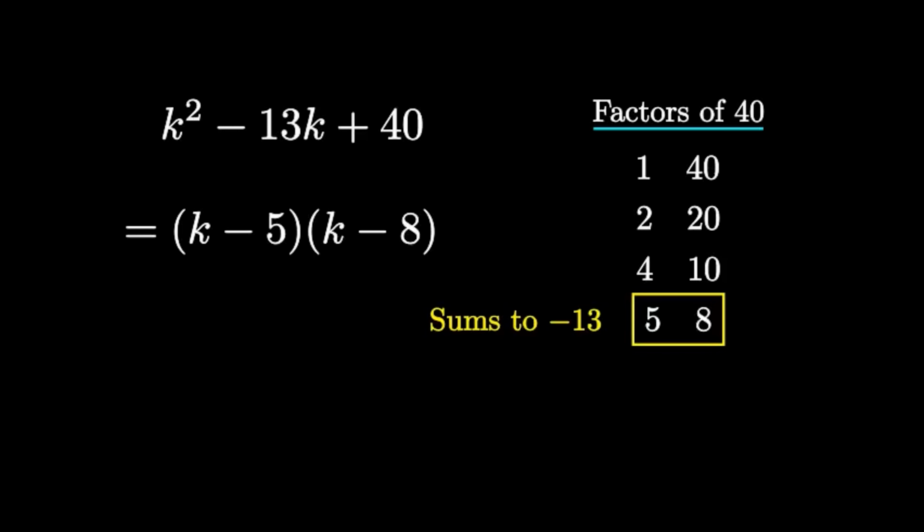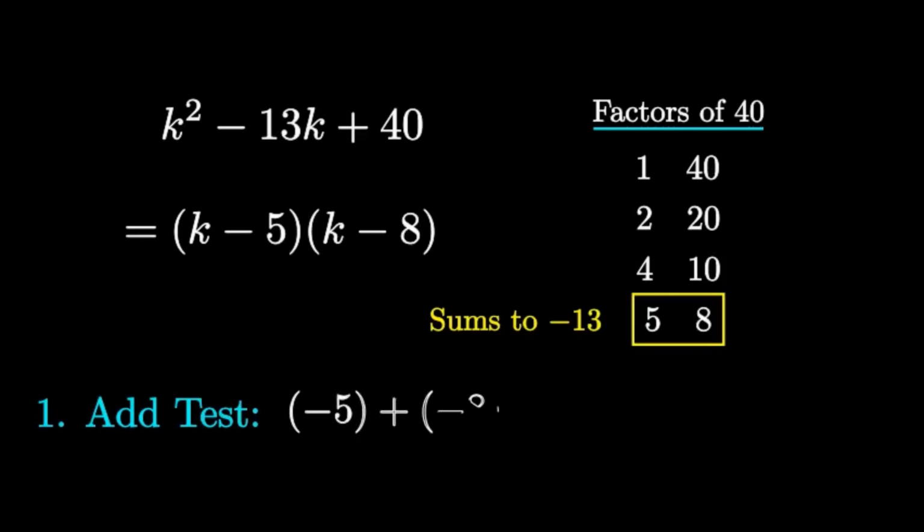So now the way we're going to do it is they're both going to be negative. But the way you check it is you're going to add, aka combine each one of those terms. So you're going to add negative 5 plus a negative 8, and that's going to give me the negative 13 that you see in the middle. So the first step is that you add, trying to get the coefficient in the middle.